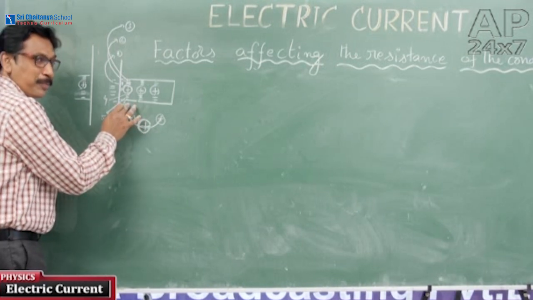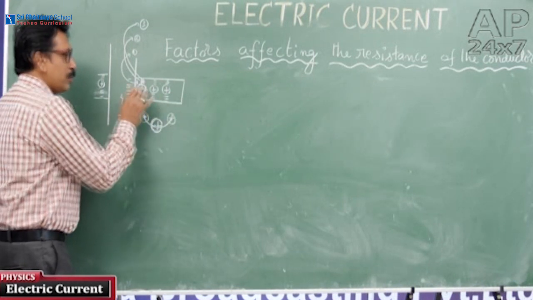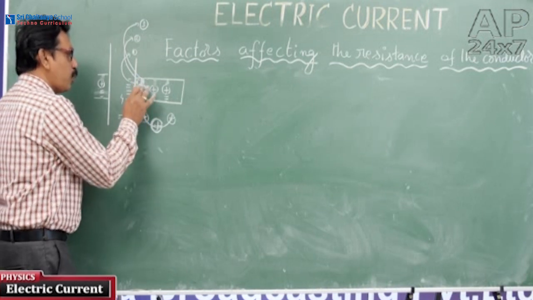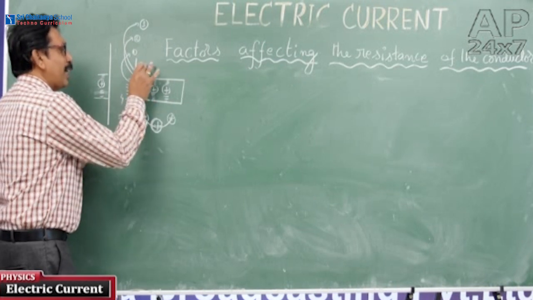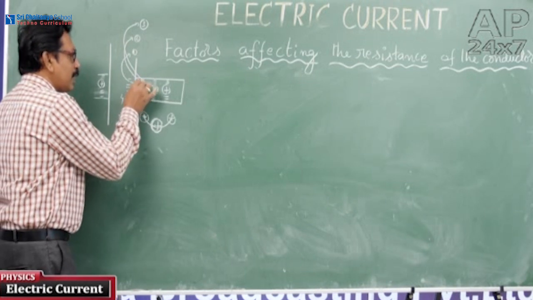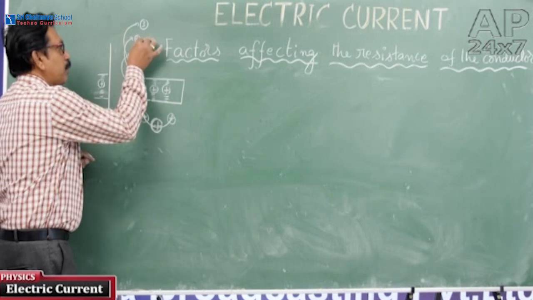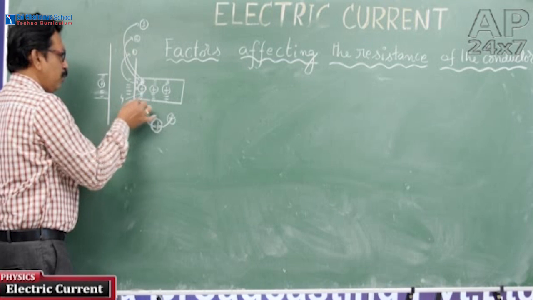You understand? Once again, the conductor consists of core ions which are surrounded by free electrons. The free electrons are placed at position number 1, position number 2, position number 3, position number 4, position number 5, position number 6.